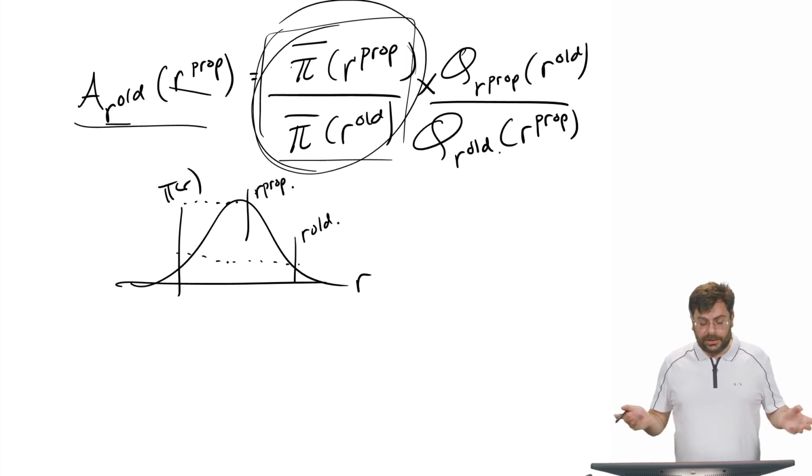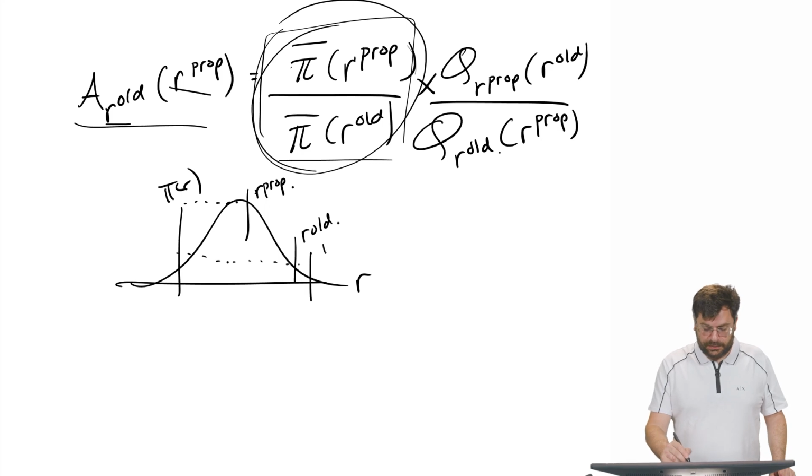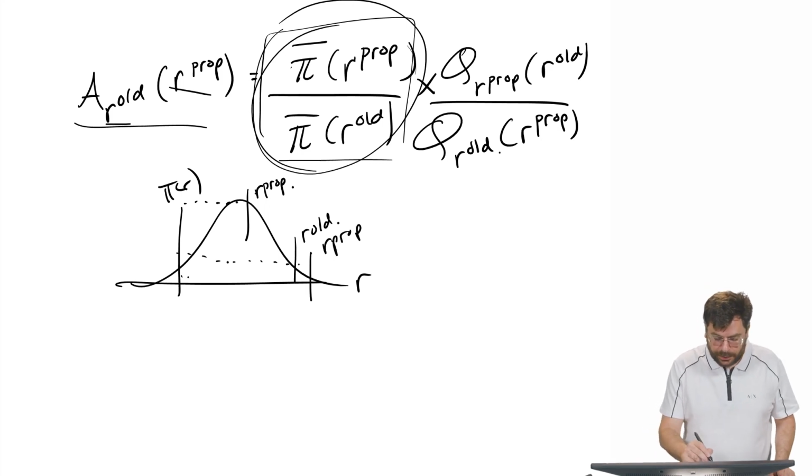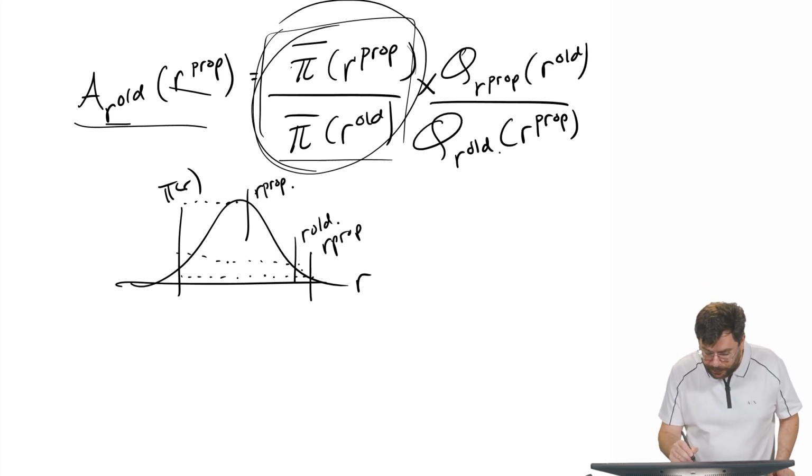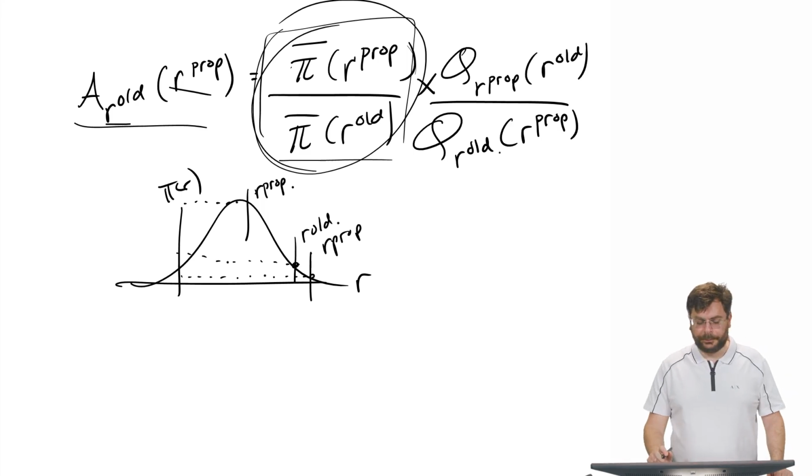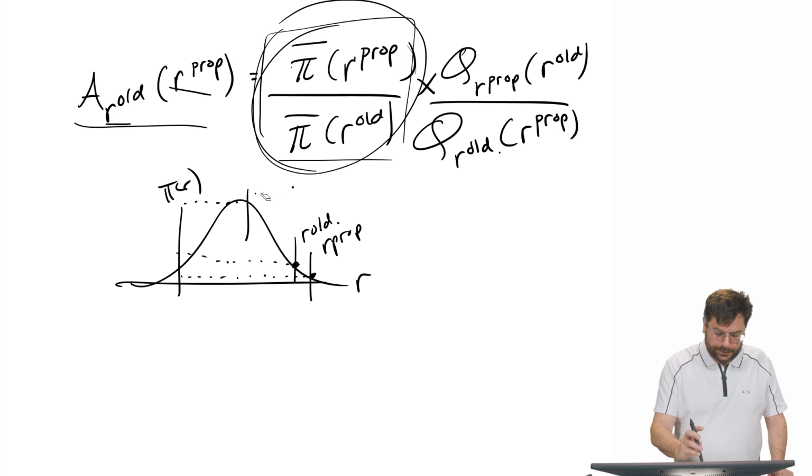What if I choose an R proposed which is going downhill? So it's lower in terms of pi of R than I previously was. So I'm here and I propose this instead. So let's get rid of this one here.